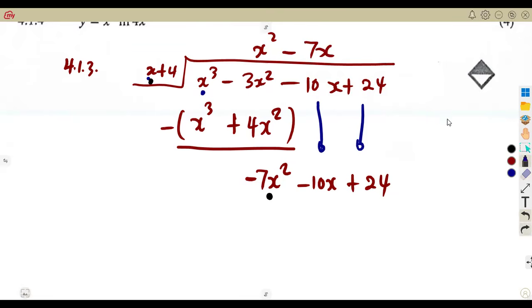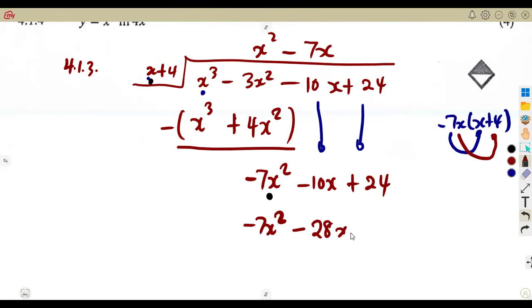Just like the previous case, minus 7x into x plus 4, as it is. Minus 7x times x gives us minus 7x squared. Minus 7x times 4 gives you minus 28x. You multiply it to everything in this part, and you subtract after that. So let's subtract. As you can see, these two terms are the same, so by subtracting, that is going to give you a 0.